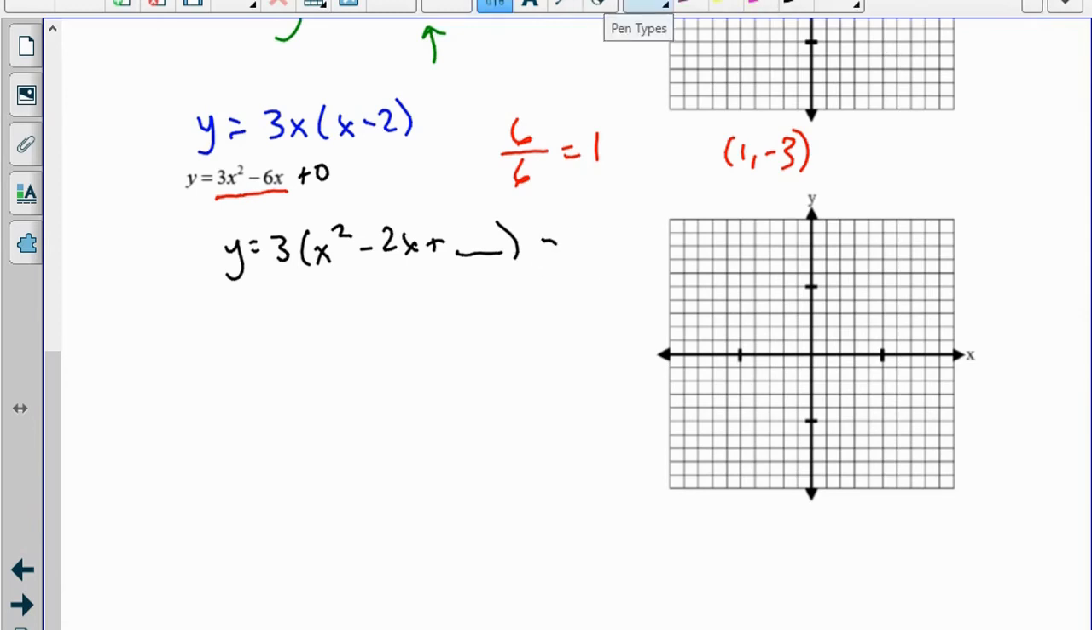And then I'm going to put minus blank, and the reason I'm putting minus blank again is because I'm going to be adding something to this equation. So I'm going to want to subtract the exact same thing when I'm done.